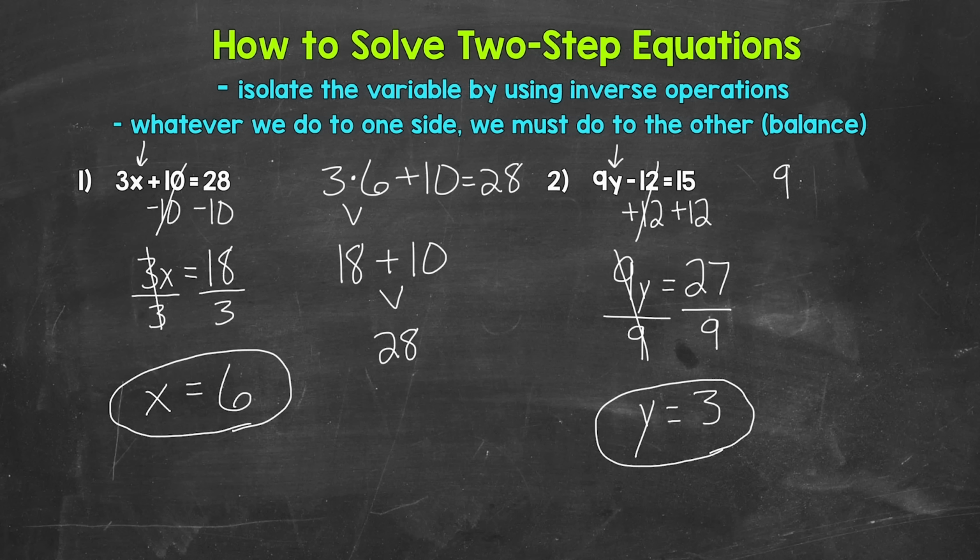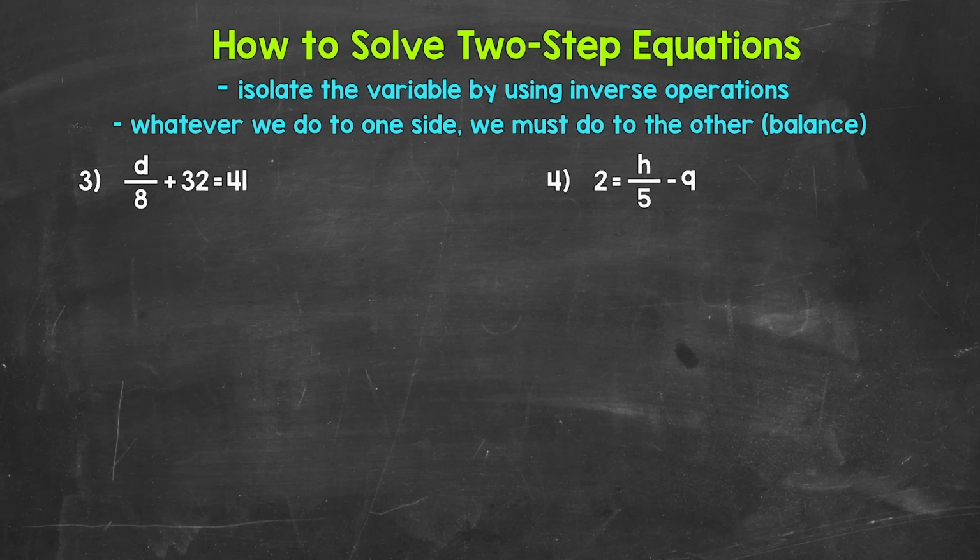So 9 times 3 minus 12 equals 15. So we start with multiplication. 9 times 3 is 27. 27 minus 12 is 15. So we are correct. Y equals 3. Let's move on to numbers 3 and 4.